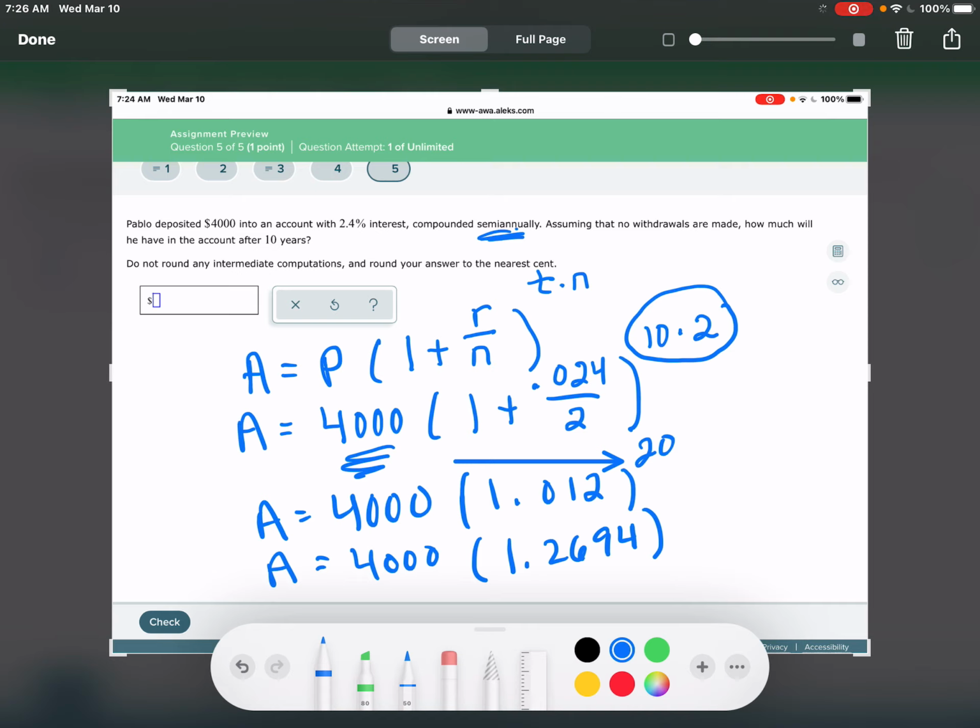Excuse me. There's a calculator here. Alexa, what is 4,000 times 1.2694? I didn't catch that. Could you repeat your calculation? 4,000 times 1.2694. 4,000 times 1.2694 is 5,077.6.